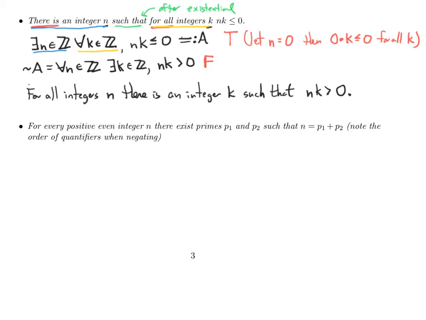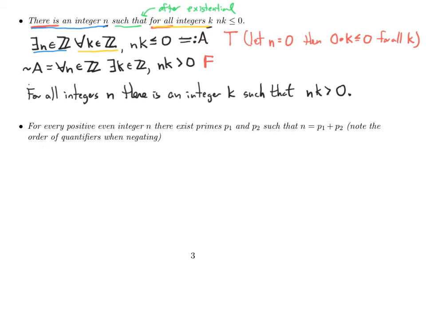It's not true that for all integers n there is an integer k where n times k is greater than 0. Again, if n was 0, then you couldn't find a k to multiply by 0 to get something positive, because 0 times anything is 0. So there we go. Let's look at the next example here.